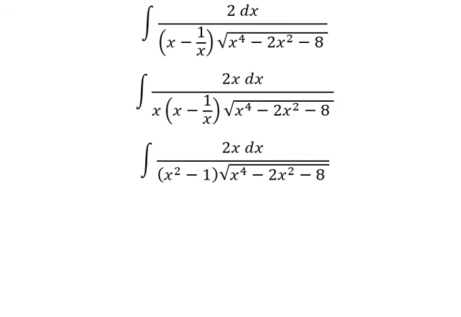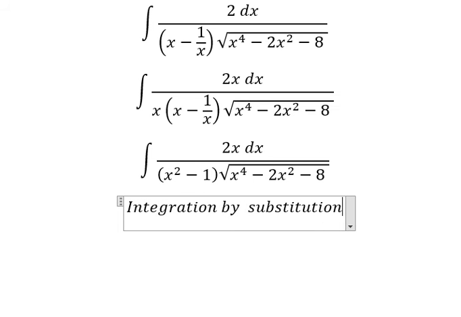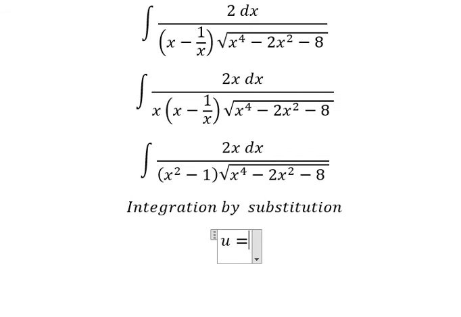Next, we need to use integration by substitution. So I will put u equals x squared. So if we take the first derivative of both sides, we have du equals 2x dx.